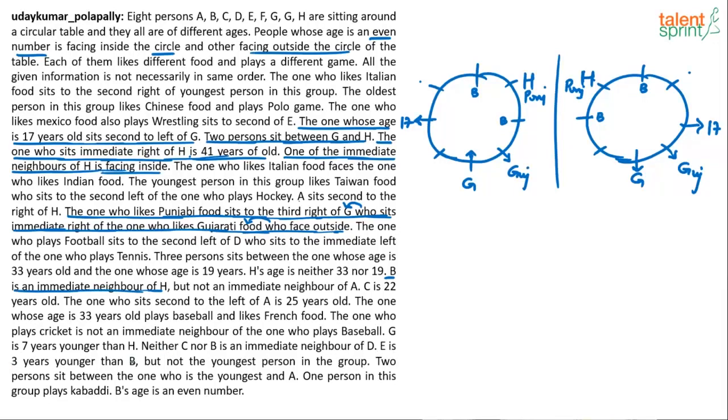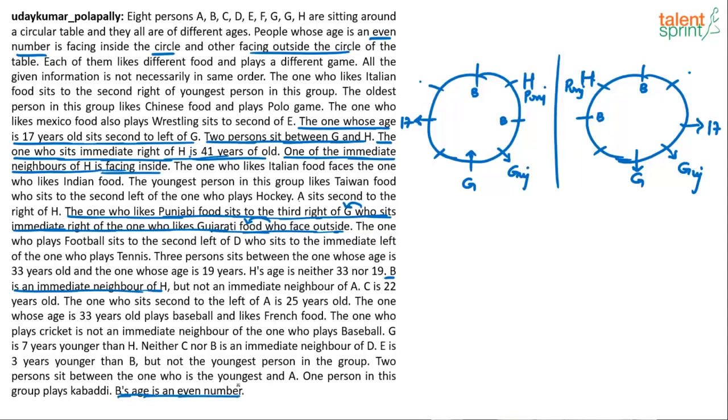E is 3 years younger than B, but not the youngest person in the group. Two persons sit between the one who is youngest and A. One person in this group plays kabaddi. B's age is an even number. So B is not 41. That's for sure.